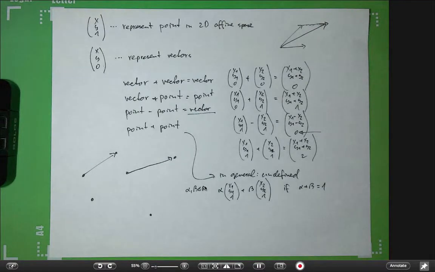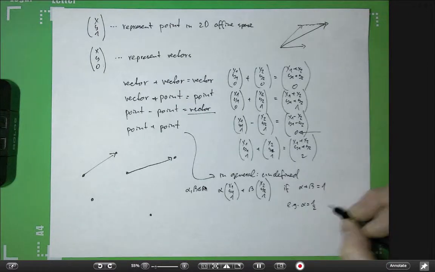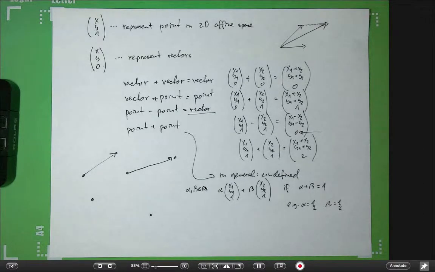For example, if alpha is 1/2 and beta is also 1/2, or alpha is 0.3 and beta is 0.7. Because in this case, the last coordinates sum to alpha plus beta, which is 1, in which case I get back a valid point.